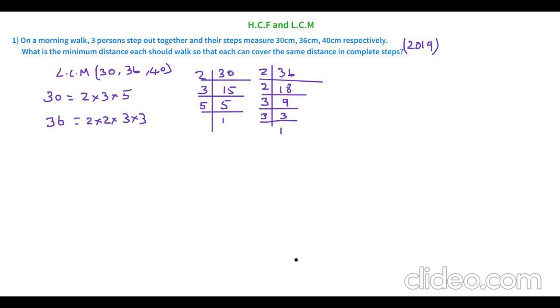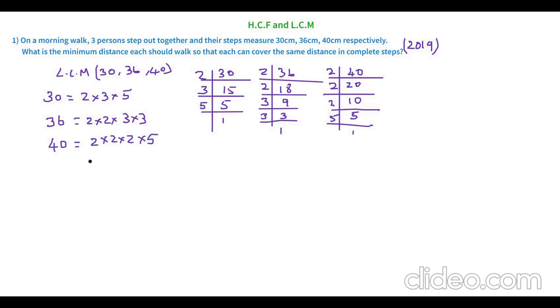Now let's find out for 40. We will follow the same method. 40 is divisible by 2, we get 20. 20 is further divisible by 2, we get 10. 10 is again divisible by 2, we get 5. Now 5 and 1. So we have found the prime factorization for 40. We have 3 twos, 2 times 2 times 2 times 5.